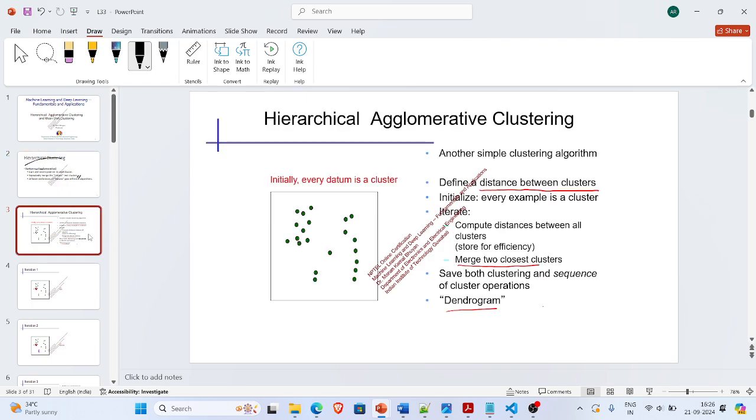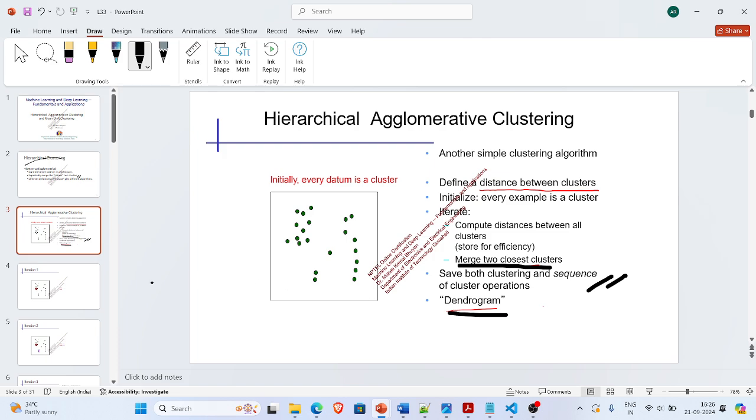Now next what we have here is, as you can see, we have to merge the two closest clusters by the criteria. We have to keep a record of the clustering as well as the sequence of cluster operations while coding this. What we get is a resultant diagram called a dendrogram.